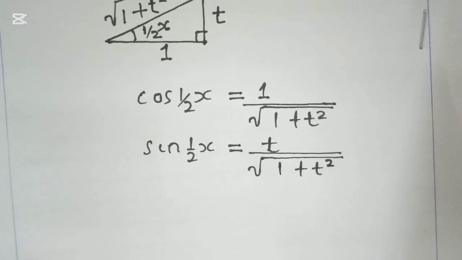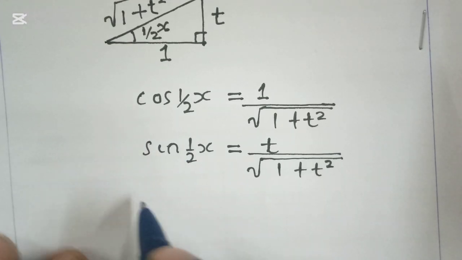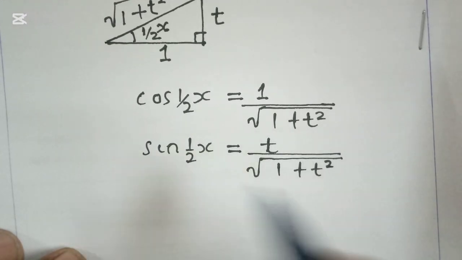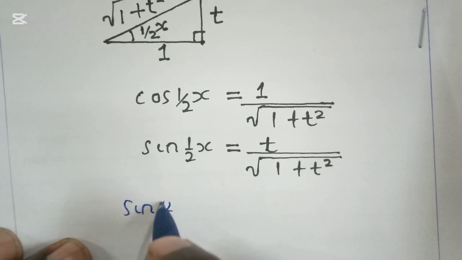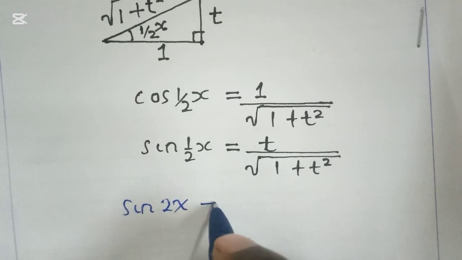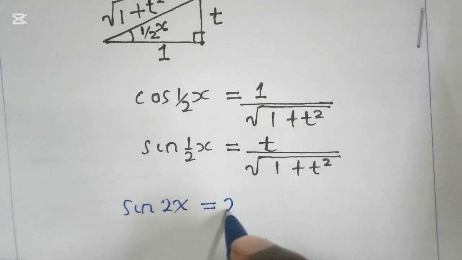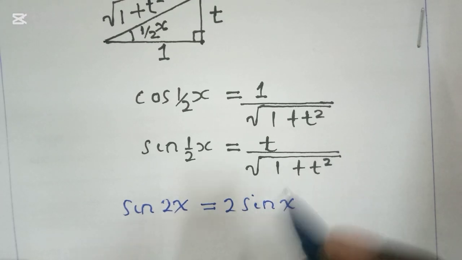Guys, after we get that, I am going now to use this rule. We have this double angle formula, which looks like this. Sine 2x is given by 2 sin x cos x, like that.